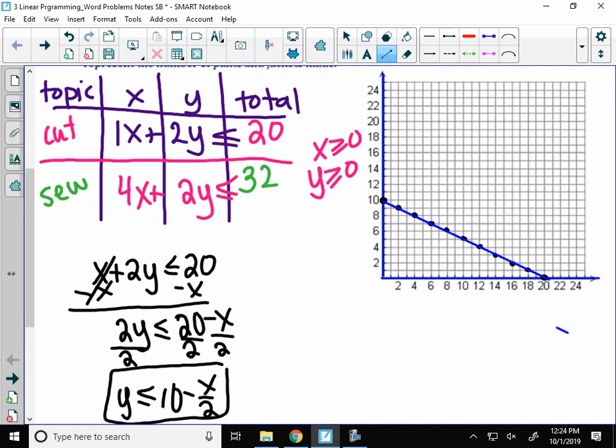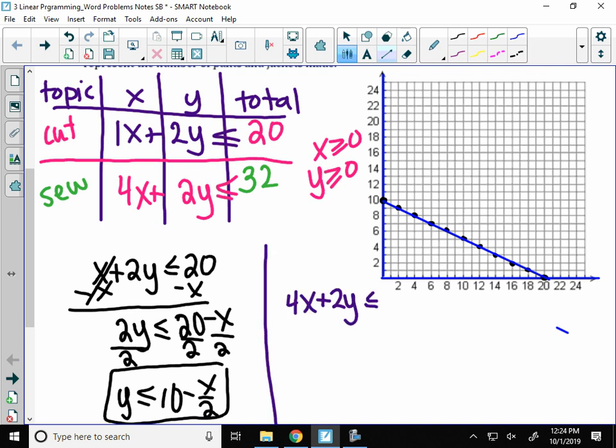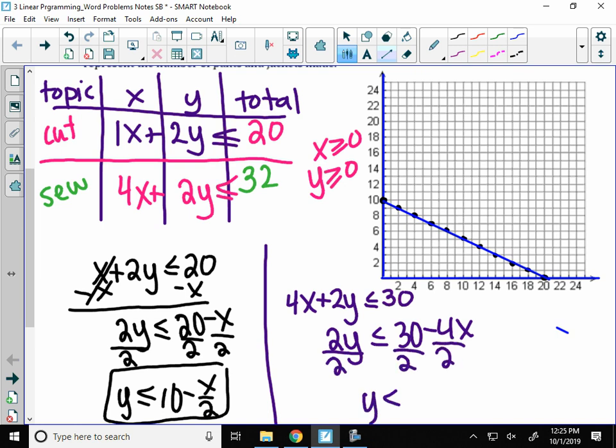And then I'll solve the other equation. 4x plus 2y. I know I'm not talking through this, but I think you're okay. You can check in a minute. I got 15 minus 2x for the other one.